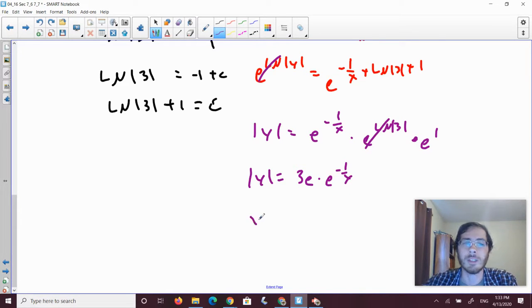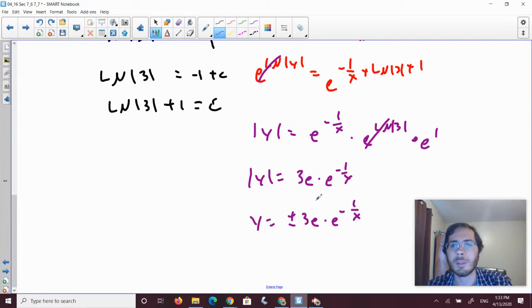All right, well, I guess y is going to be plus or minus 3e times e to the negative 1 over x. Okay, that actually turned out to be pretty nice. Turned out to be pretty decent. Now, one thing we can notice is this is always going to be positive because e to something is always going to be a positive number. e is always a positive number.